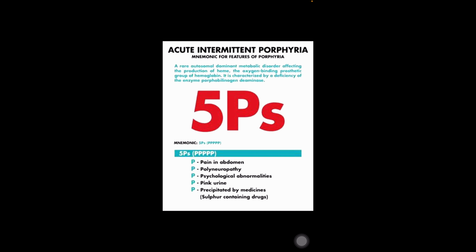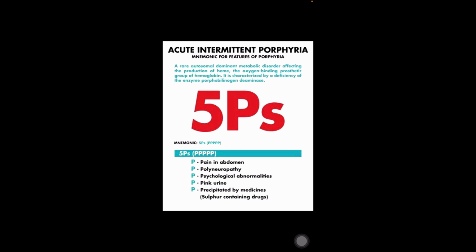With acute intermittent porphyria, we have the 5 P's. Okay, that is a different disease. It's not this question we are solving here. This is a different disease. And the mnemonic you can remember is the 5 P's. Listen to this carefully.